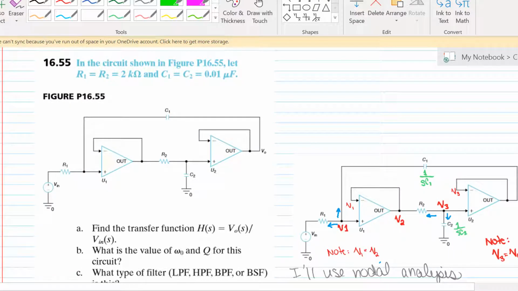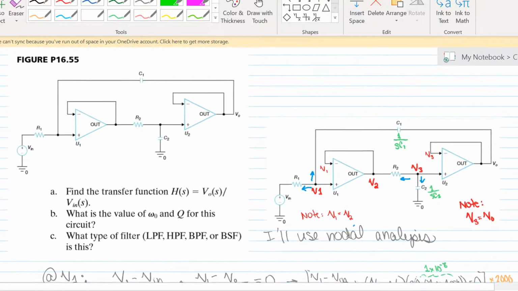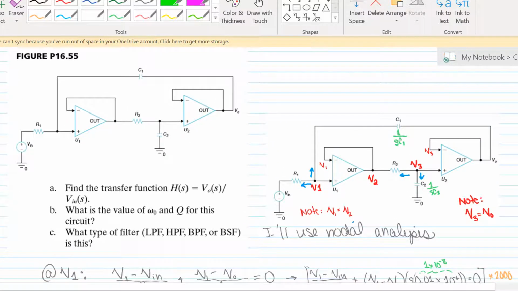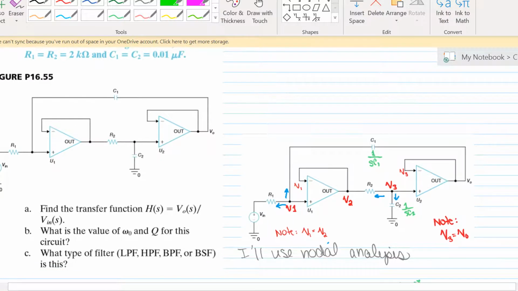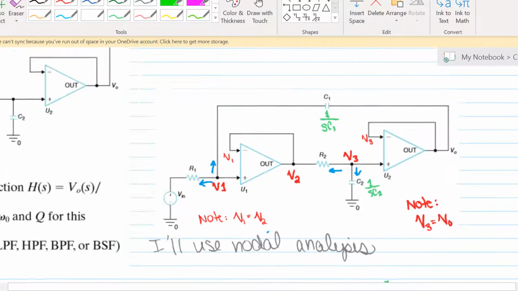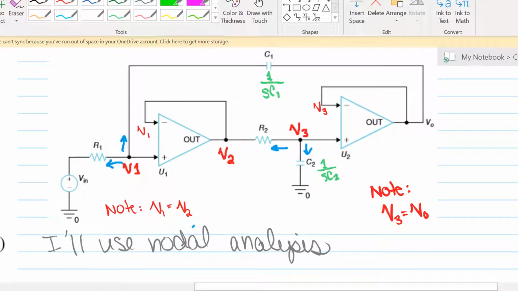I think this is one of those cascading circuits, maybe, since there are 2 op amps in a row. Maybe not. We're just asked to find the transfer function, and with op amps, I always use nodal analysis. At first I gave basically every node a label. As you go from left to right, I've got my V1, V2, V3.